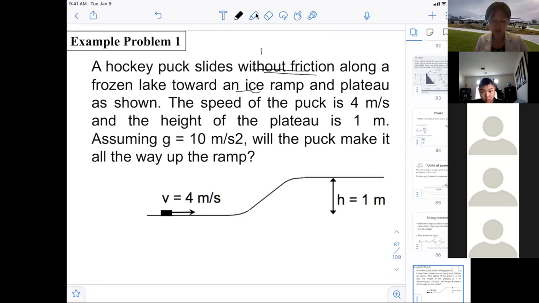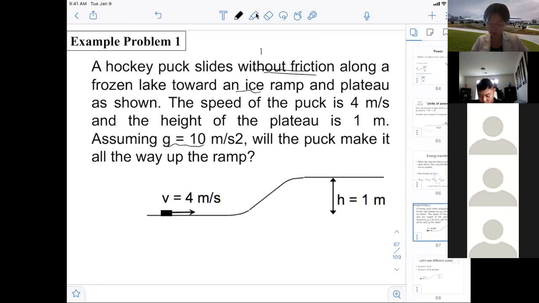Now the question is, will the puck make it all the way up the ramp? Will it be able to go all the way up? This is a question we can easily solve with conservation of energy. If you were to do Newtonian mechanics with Newton's laws, it will take a little bit longer. Actually, you can still solve it, but a little bit longer. We will simply use g as 10 meters per second squared.